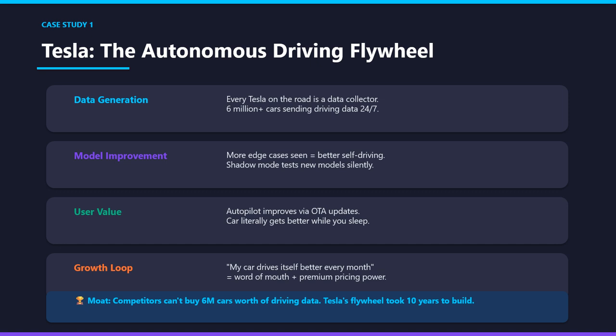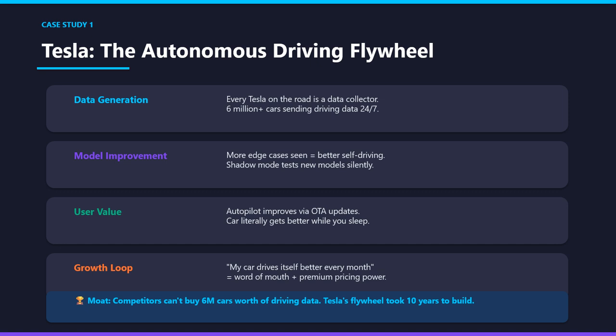And finally, the growth loop. I can say my car drives itself better every month, right? It's an incredibly powerful word of mouth story. It justifies the premium pricing, and it creates loyalty as well. And every new Tesla buyer adds to that data pool, making every other Tesla better.